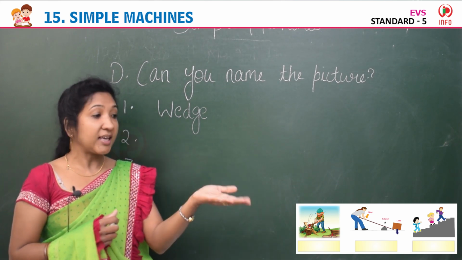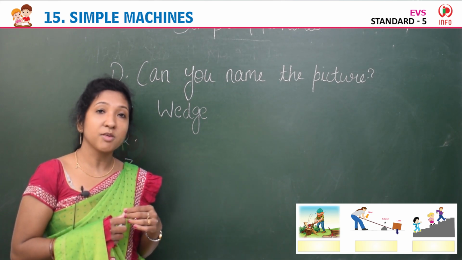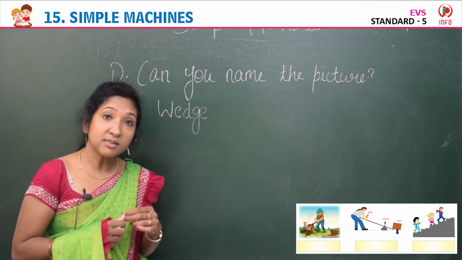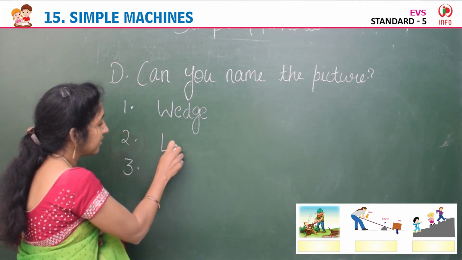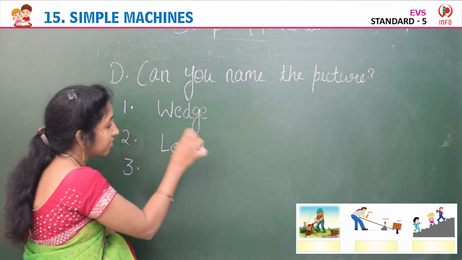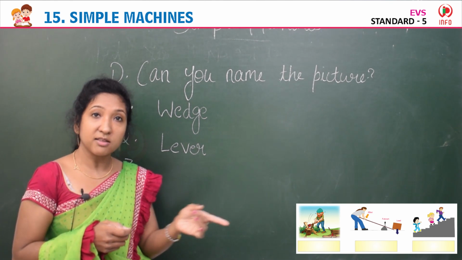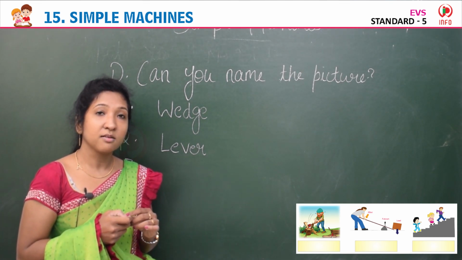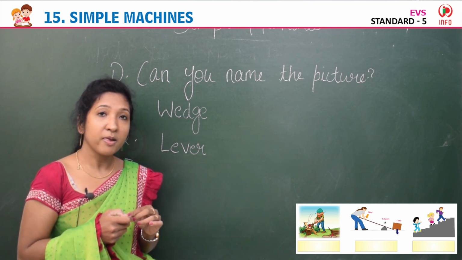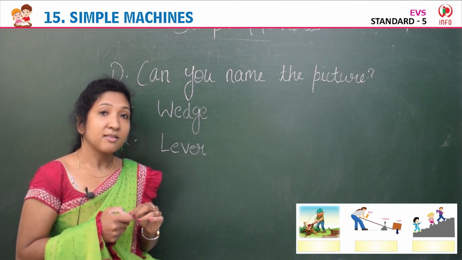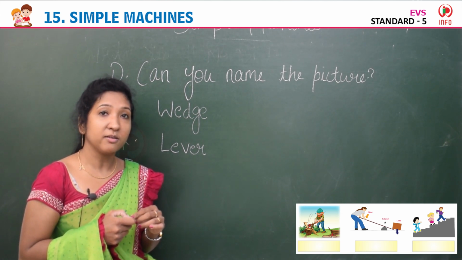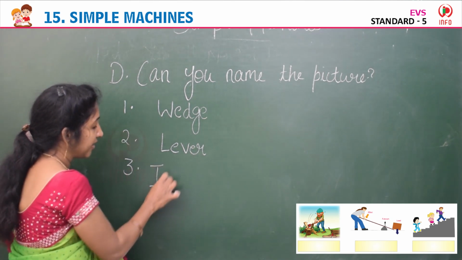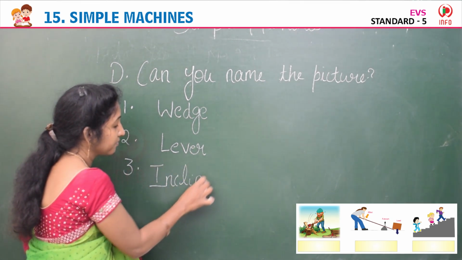Okay. And now the second picture is which simple machine's example they have shown in the second one? Yes, it is lever. L-E-V-E-R, lever. And what about the last one, the third one? Which image they have shown here? The third picture is which simple machine example? It is inclined plane. Inclined plane.